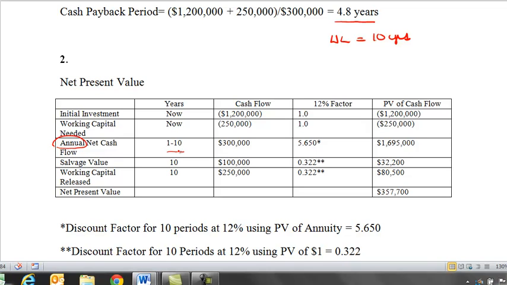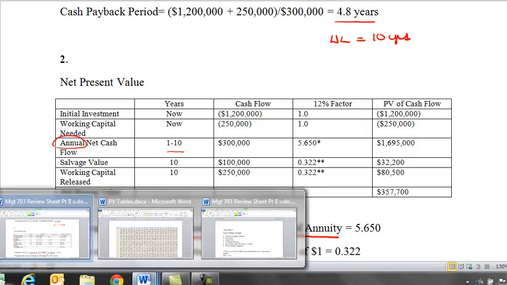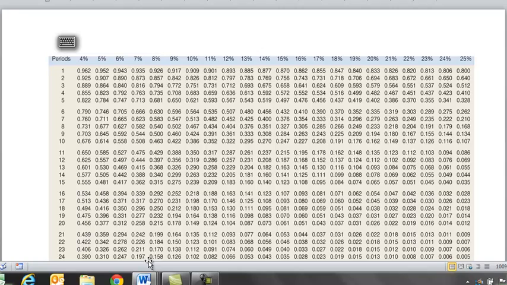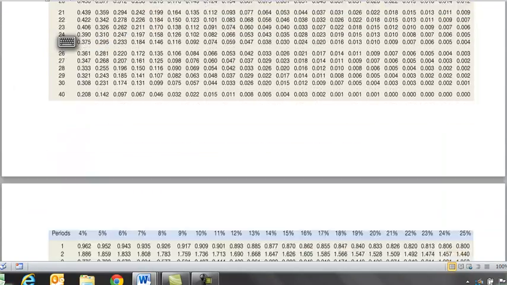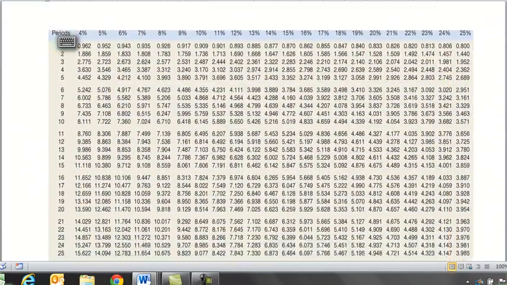So since it's coming to us every year, we're going to use the 10 periods for the useful life. 12% is our discounted rate. And because we're going to get this flow of cash every year, we're going to use the present value of annuity table. So going to our tables, go down to the present value table.